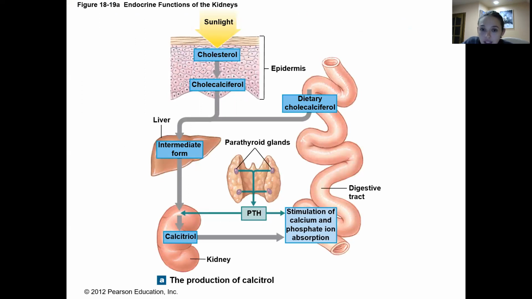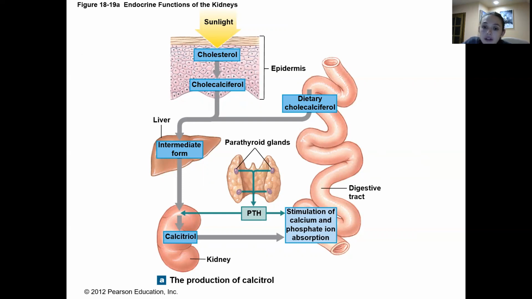So, how is calcitriol produced? First of all, we need one thing: sunlight. In the skin, cholesterol is converted to cholecalciferol, which is delivered to the liver. Dietary cholecalciferol, which we receive from the digestive tract, is also delivered to the liver, where we receive an intermediate form.